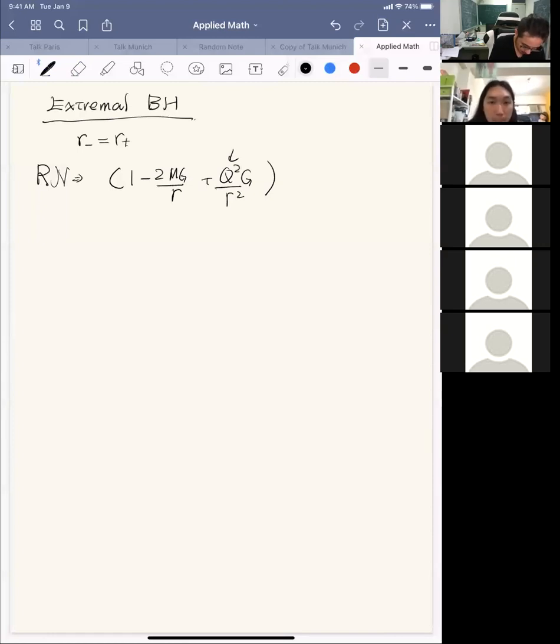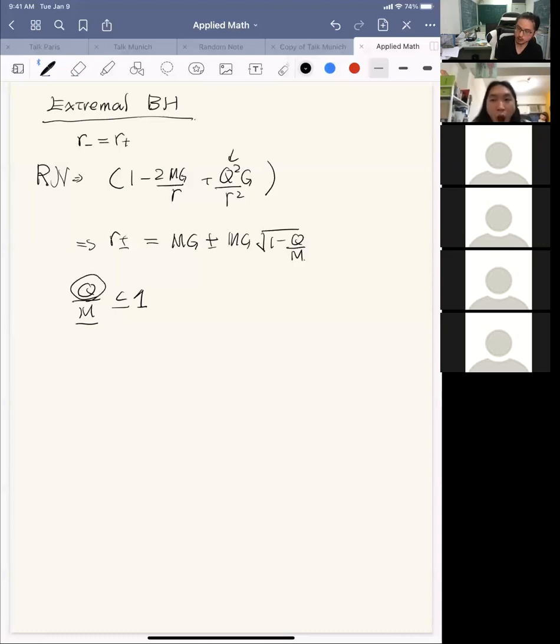And therefore, this tells you that the horizon r± that we discussed in our last class is basically MG ± MG times the square root of 1 minus (Q/M)². So this tells you that Q over M must be smaller than or equal to 1. So a given mass object cannot be overcharged.